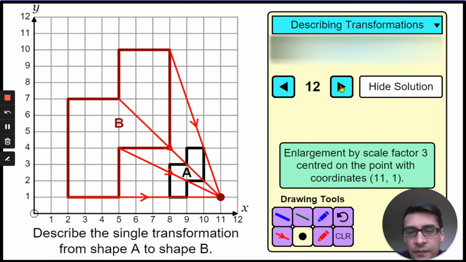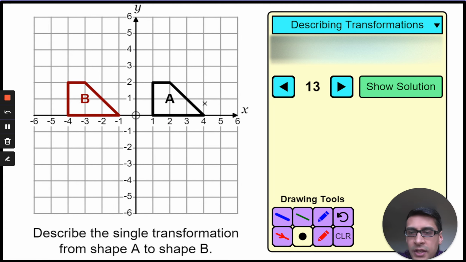So that's question 12. For question 13, this is a nice simple one. Find a corresponding vertex, and you can see we've been shifted 1, 2, 3, 4, 5 units to the left. So it's -5 over 0.